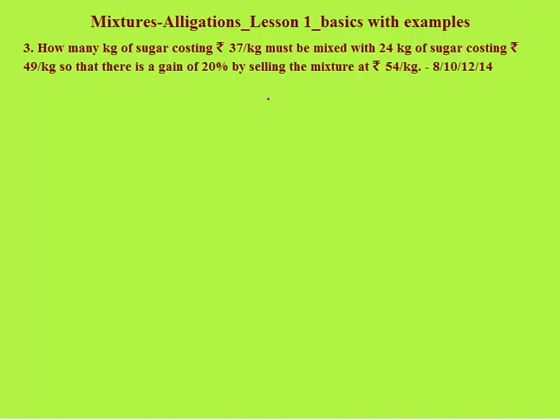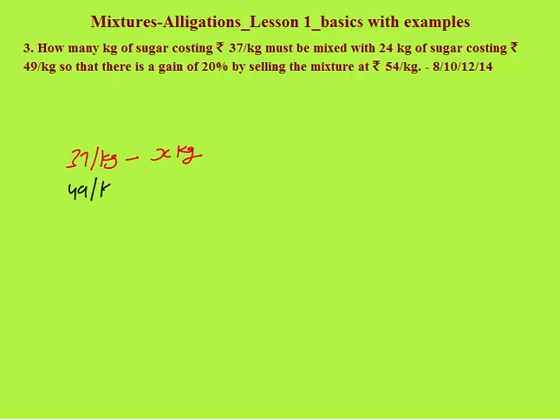Next question says: how many kg of sugar costing 37 per kg must be mixed with 24 kg of sugar costing 49 per kg, so that there is a gain of 20% by selling the mixture at 54 per kg. Now you can see that I don't know how many kg of sugar costing 37 per kg. Let's say x kg of sugar is there. I don't know how many kg of sugar is there, so I will assume that this is x kg.